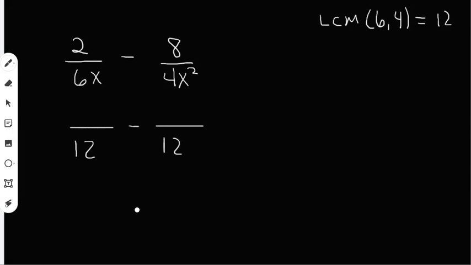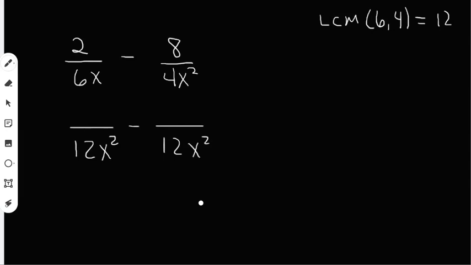But now what am I going to do with the variables? Well, on the second fraction, I have an x squared in the denominator. I can keep that. And on the first fraction, I have an x in the denominator. So to make that x into an x squared, I need to multiply the top and bottom by x. So the denominator for both of the fractions should be 12x squared.